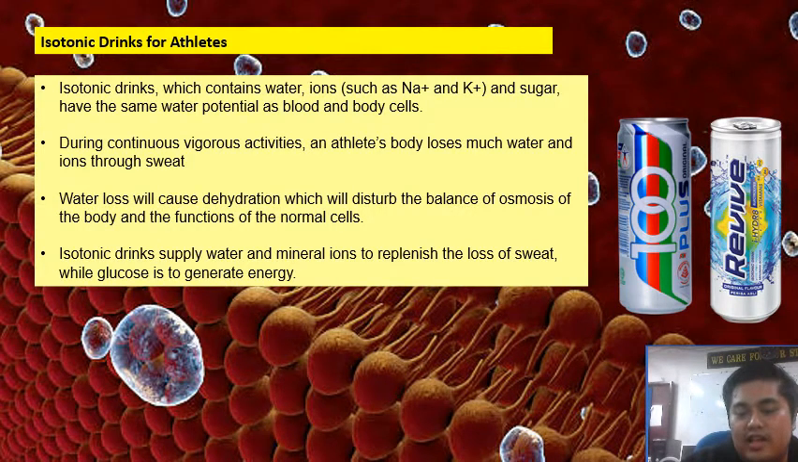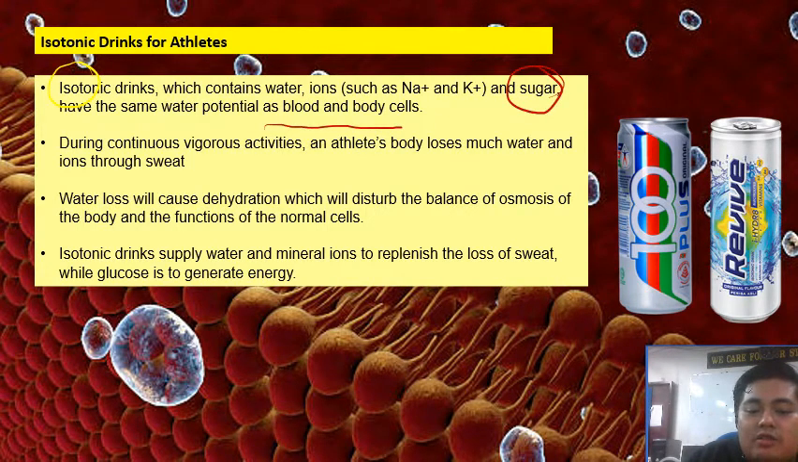to generate the energy. So nampak tak dekat sini, air isotonic tadi dia ada same water potential as the blood and body plasma. So bila kita buat aktiviti cergas, apa akan jadi? Badan kita akan keluarkan air melalui peluh kita. So air isotonic tadi dia akan gantikan balik all the mineral ions and water yang kita dah hilang masa kita berpeluh. Manakala gula yang ada ni pula dia akan digunakan untuk generate tenaga.